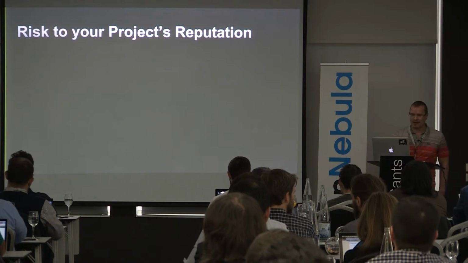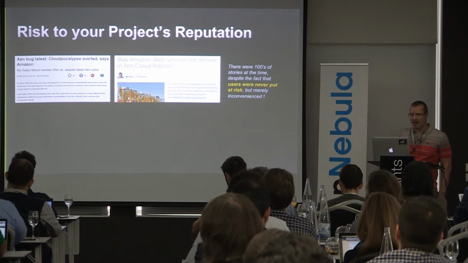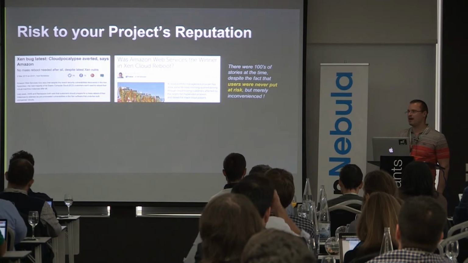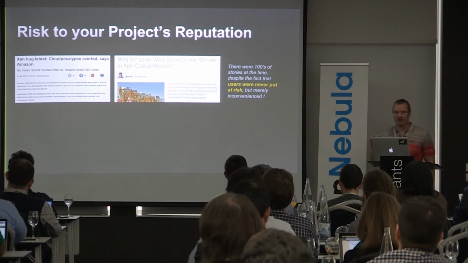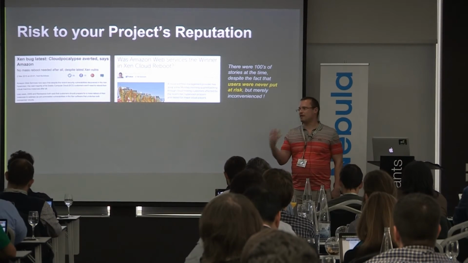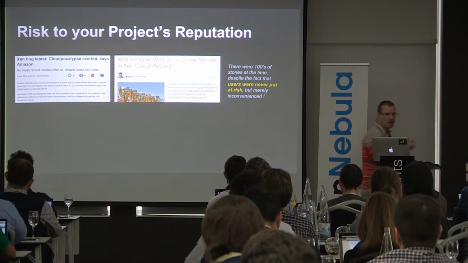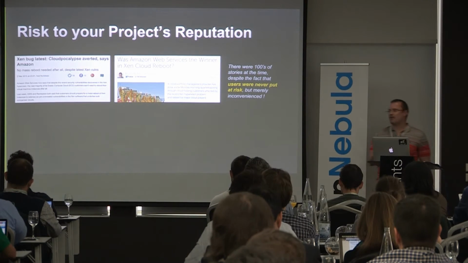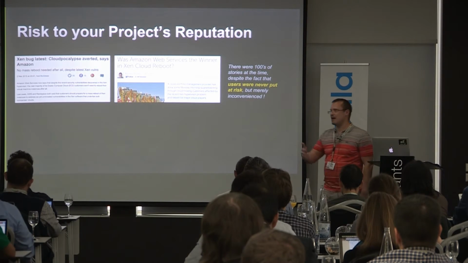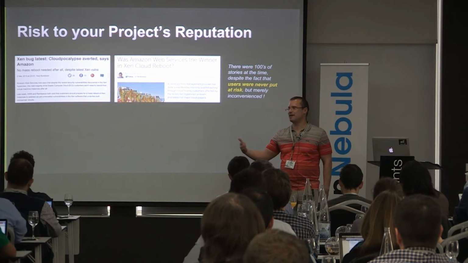Another one is risk to your project's reputation. So let me tell you a little bit of a story. I don't know whether you remember, in October 2014, Amazon, Rackspace, SoftLayer, and a few others basically had to reboot their clouds because of a Xen vulnerability. And then there was a similar instance in March 2015 where they all announced they would have to do that, but AWS in the end didn't have to do it because they developed some live patching capability around the time.